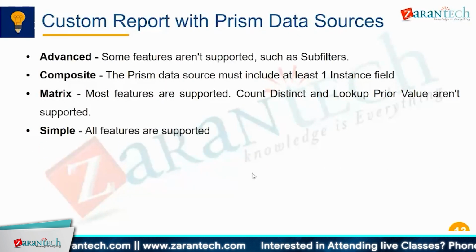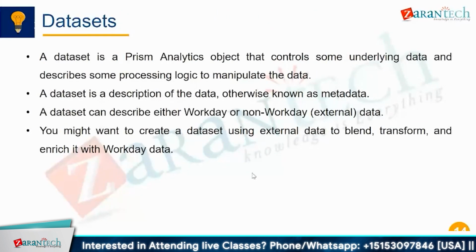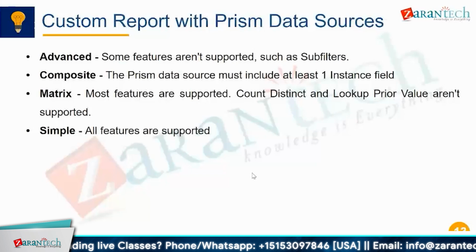Now, what reports can we build with the Prism data source? I think we can create all the report types: advanced, composite, matrix, simple, because we just use it as a custom data source, right? So that is how the data source works. The only limitation is some calculated fields. Otherwise, you can create any of the report types. Someone said bot, so you can create a bot also.